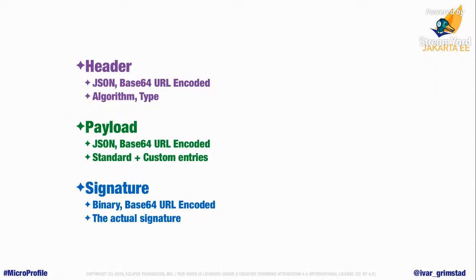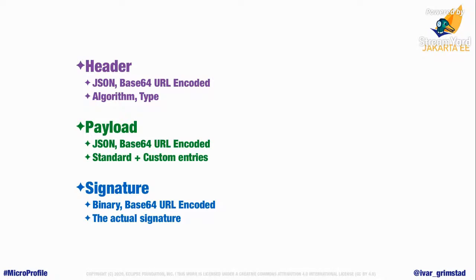And the first one is a header. It's a base64 URL encoded JSON. And it says something about this token, what kind of token it is, and what algorithm is used. Then you have the green stuff, which is the payload. And this is also a base64 URL encoded JSON. And you have some standard entries that have to be there, and you have some custom entries that may be there. And at the end, you have the digital signature, which is binary, and it's base64 URL encoded. But this is the signature that makes you able to verify that the token hasn't been tampered with on the way.